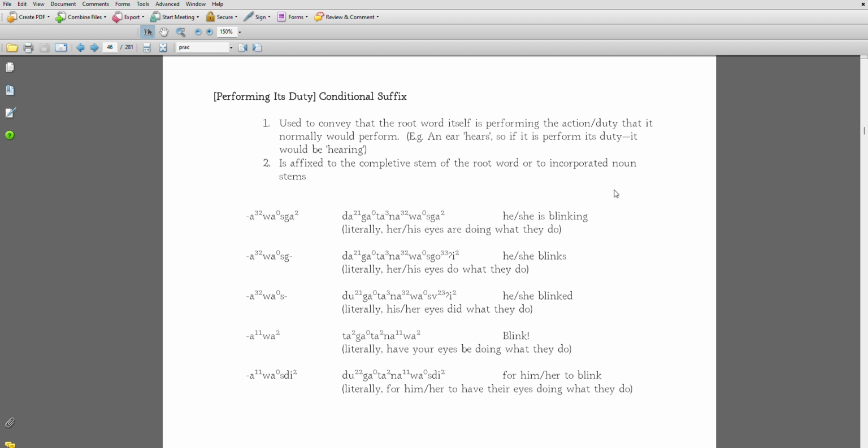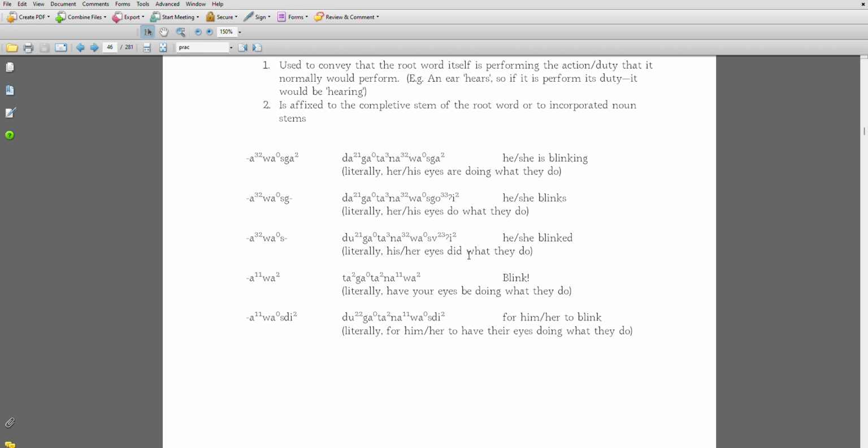Daktanauska, he or she is blinking. Daktanauskoi, he or she blinks. Duktanausai, he or she blinked. Taktanawa, blink, and duktanausti, for him or her to blink.